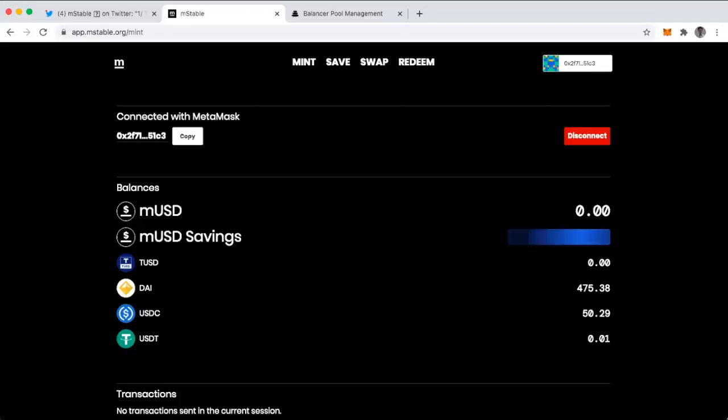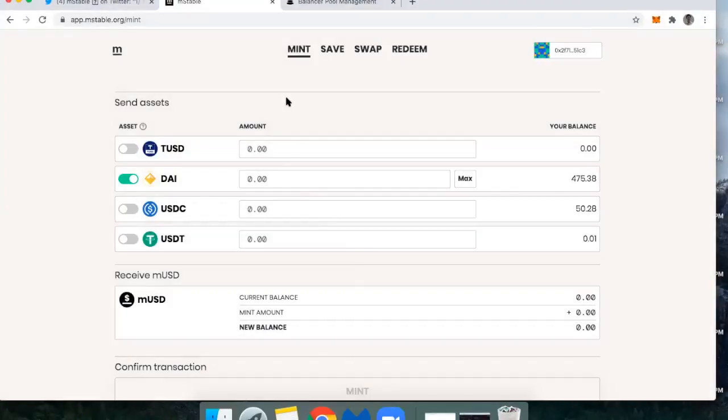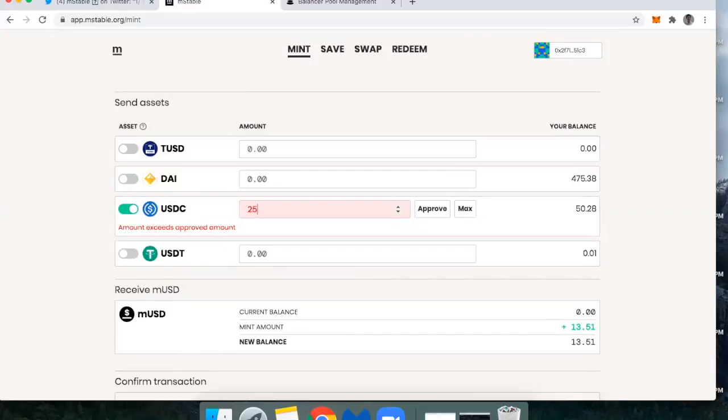Okay, so this is my dashboard. I haven't minted any mUSD yet, but once I mint with some DAI or USDC or both, I will have mUSD. And if I were to save that, I could then earn the native interest rate with mStable. Okay, so I'm now going to mint some mUSD, and I'm going to do it with just my USDC. I'm going to do 25 USDC.